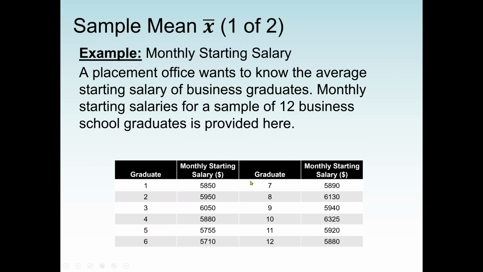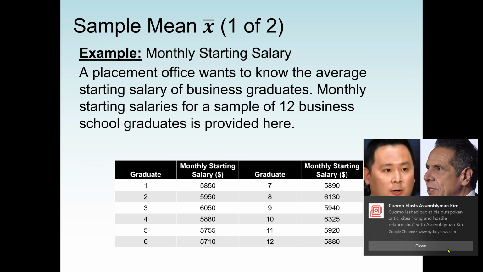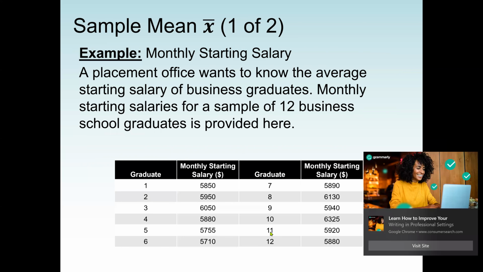For an example, here we are using Excel. We have graduates, up to six graduates, and we have another group from 7, so in total we have 12 graduates here. Each graduate has his monthly starting salary. Our goal here is to find the average monthly salary for the 12 graduates, which means we are going to add all 12 values, then divide by 12. We're also going to use Excel.